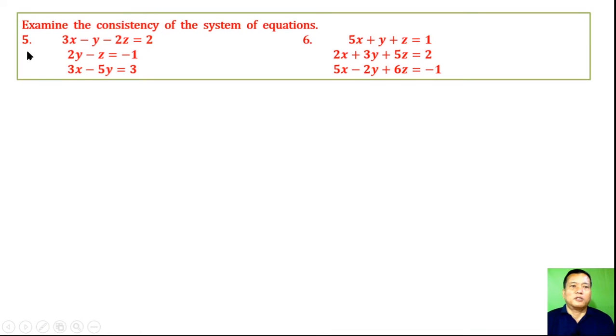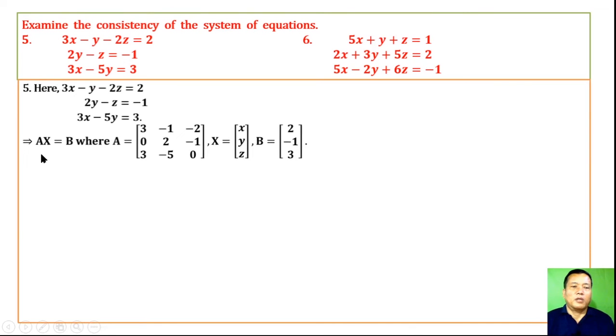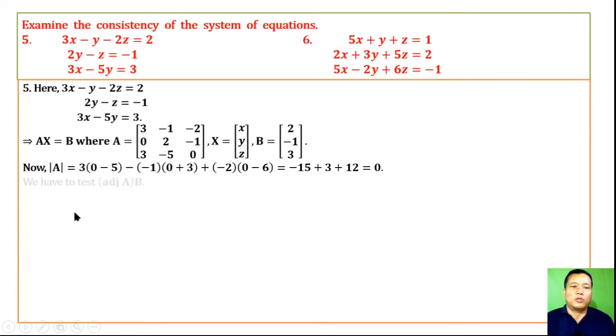Number 5. Consistency test. Implies Ax equal to B, where A is coefficient matrix, X is column matrix formed by unknowns, B is column matrix formed by constants. Now determinant of A, expanding along the first row, we get 0. We have to test adjoint A into B.